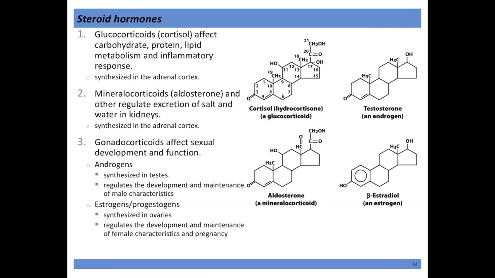In the gonadocorticoids, you've got the androgens, and these tend to be the male sex hormones synthesized in the testes and regulate the development and maintenance of male characteristics such as hair and deep voices. And then you get the estrogens and progesterones. These tend to be synthesized in the ovaries and regulate the development and maintenance of the female characteristics and are tightly involved in pregnancy and menstruation. Okay, so in sterols, you can actually use them to make vitamins.